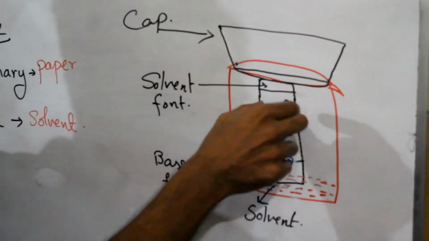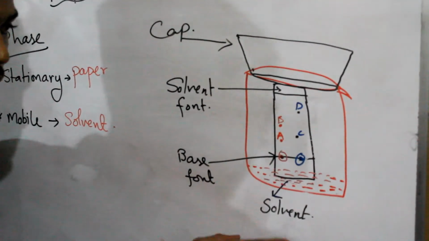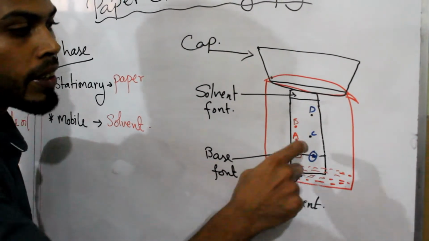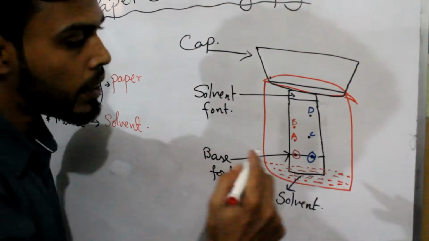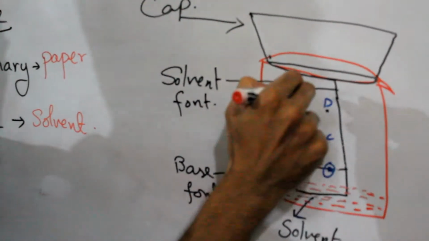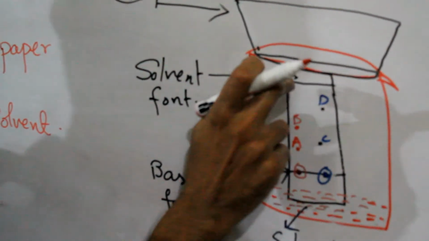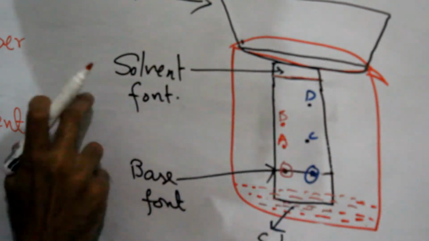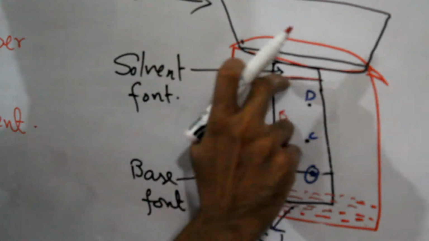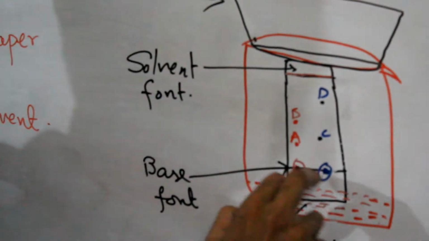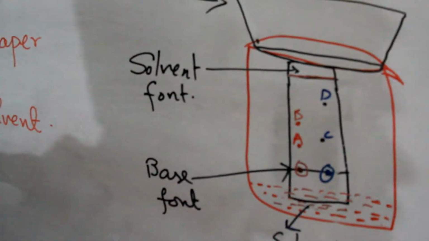When you wet the paper with the solvent, the solvent will run through the paper and reach up to here. That's why this line is called the solvent front. In your question paper you will see a solvent front at the top, and a line at the bottom which we call the base line.